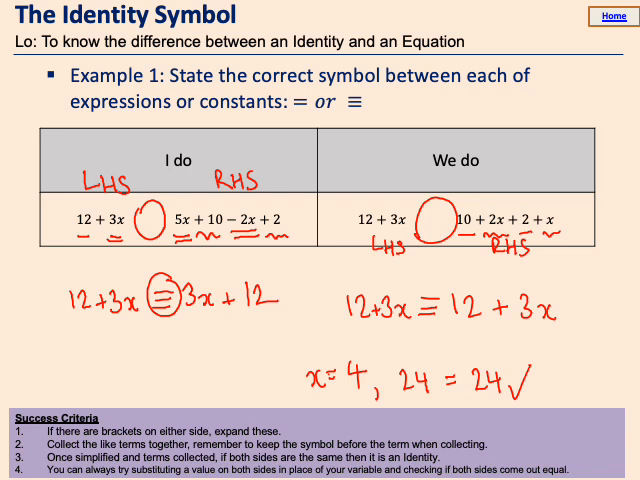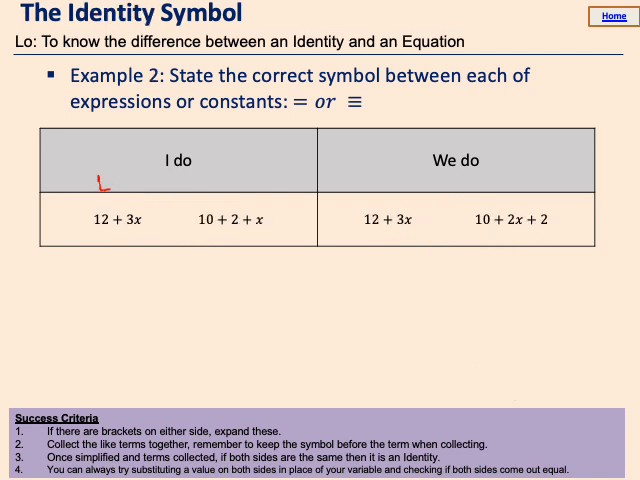So that works. If you want to convince yourself like this, I'd usually avoid using x is equal to 0 or 1, because usually that will throw up some special cases where you might get answers that are equal, but potentially it isn't an identity. So let's have a look at some more.